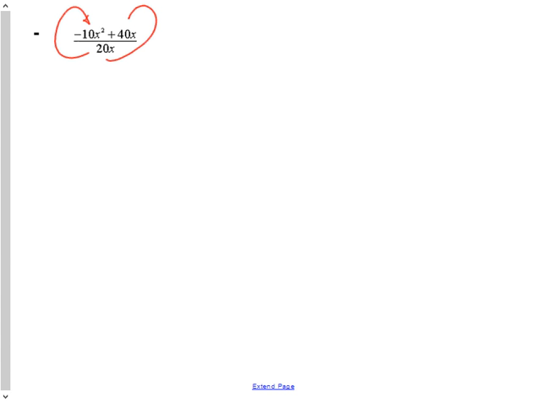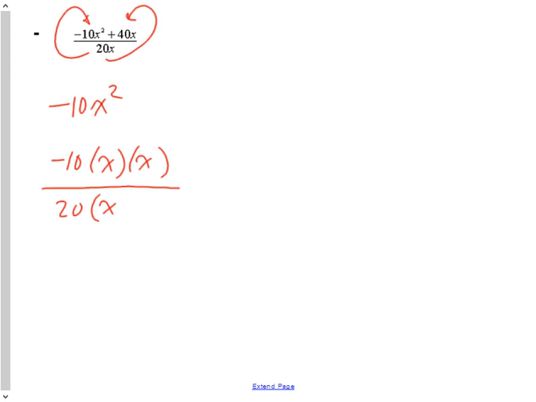Another one of these fractional questions. So if I look at this one, negative 10x squared is negative 10 times x divided by 20x, which looks like this.